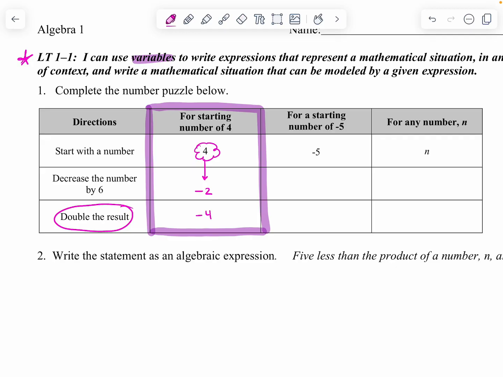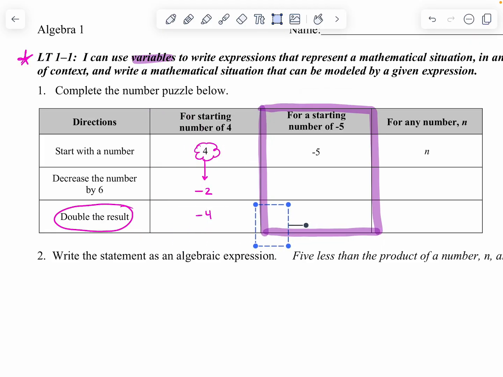All right, same exact strategy for the other box. Follow the instructions, starting with -5. I'm going to decrease the number by 6, so subtract 6 takes me to -11. Double means multiply it by 2, or 2 copies of -11, which would give me -22. I'm not going to write 2 -11s, because I don't go around telling people that I'm 44 plus 3 years old. I go around telling people I'm 47, which I'm not.